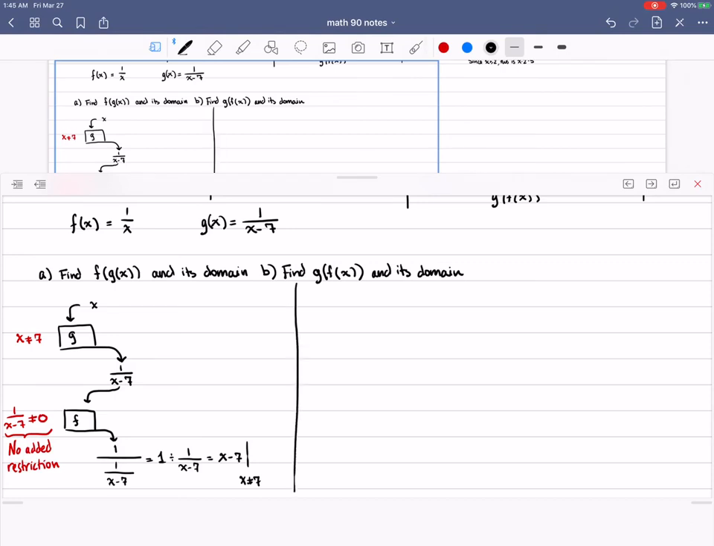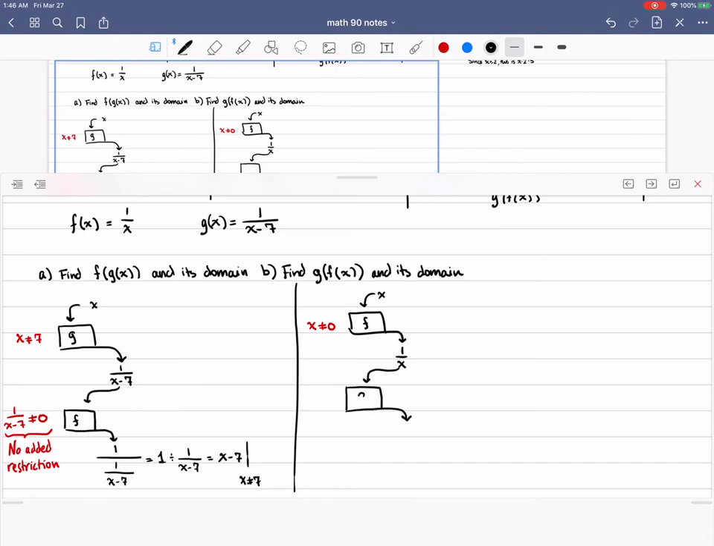For B, well, same exact thing, except this time we start with F. All right, so here we go. F is 1 over X. So F says, all right, here you are. You cannot pass if X is 0. So X cannot be 0. And X says, okay, fine, I won't be 0. I'm going through. And F says, okay, I'll take your reciprocal. Now that X has passed through F, now we move on to G.